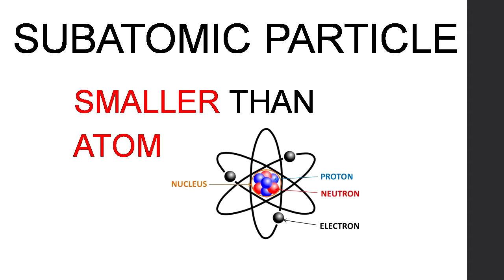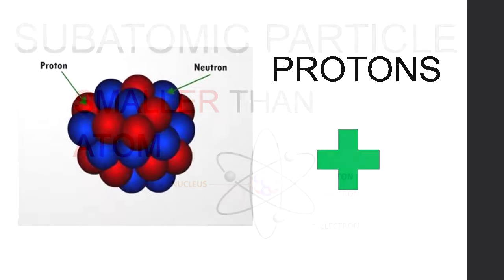Subatomic particles, also called elementary particles, are particles that are much smaller than atoms. Subatomic particles are any of various self-contained units of matter or energy. There are three main subatomic particles: protons, electrons, and neutrons.